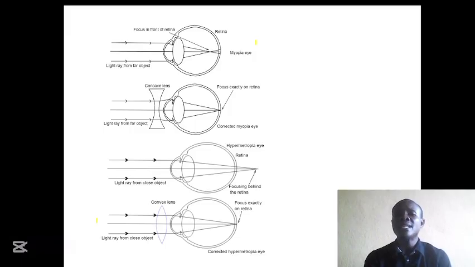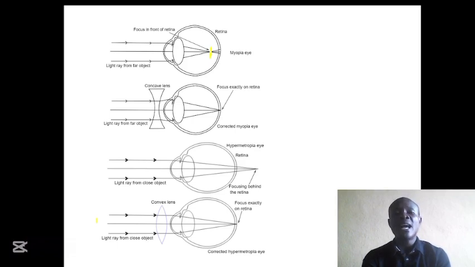So now let's explain how an image is formed in myopia using this diagram. In this case here, the image is formed in front of the retina. As we say, myopia is caused by the eyeball being too long or the lens being too curved.